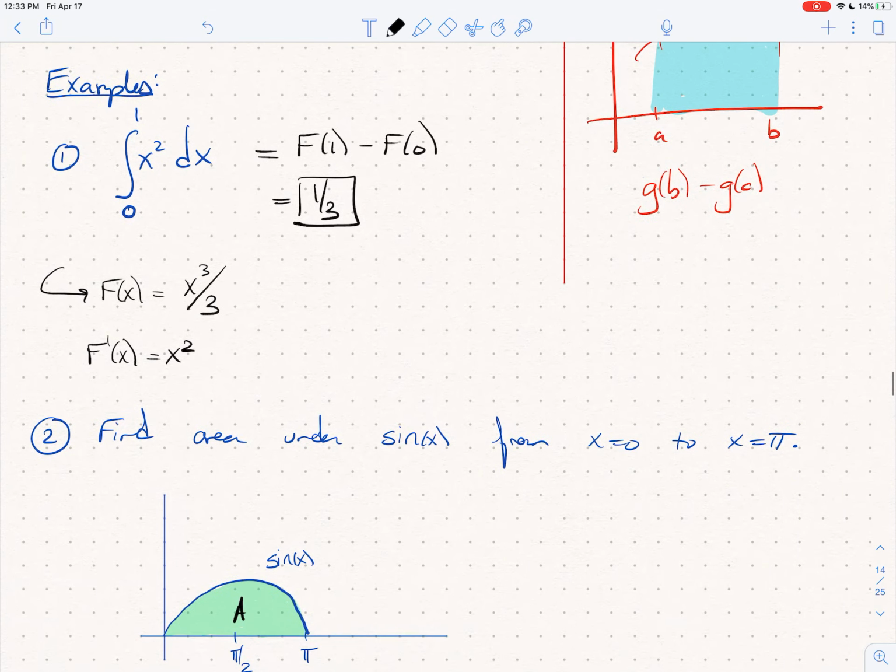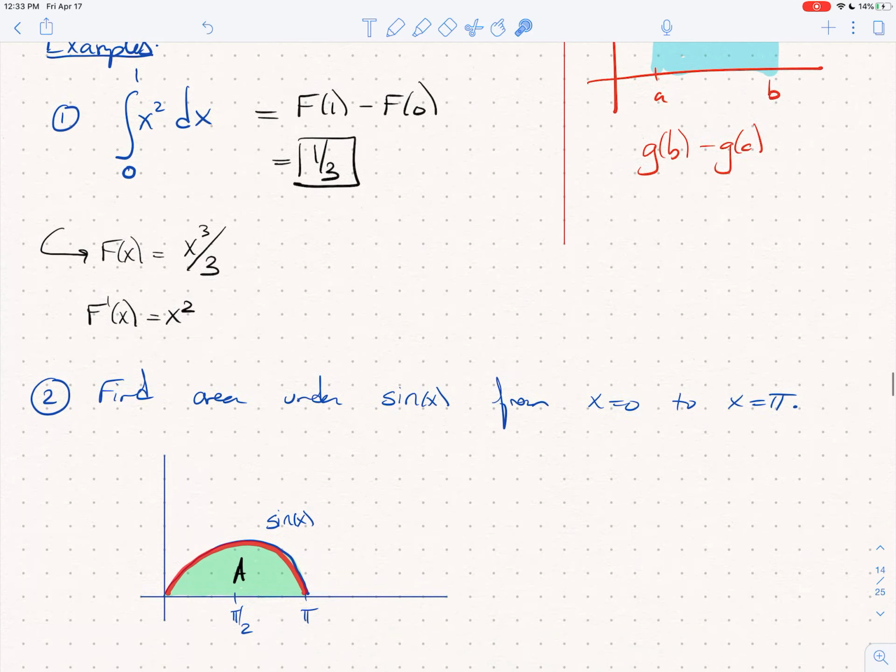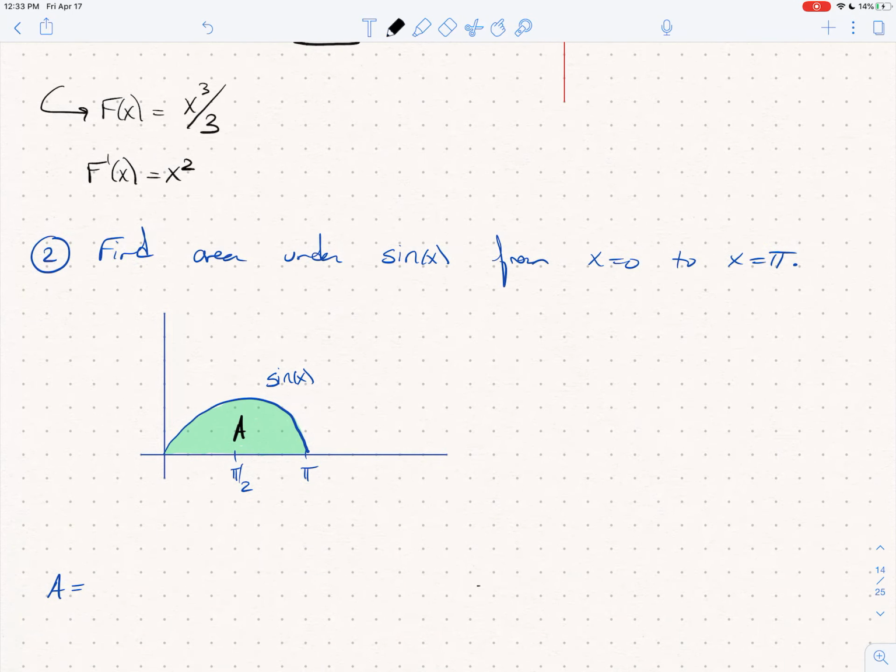So let's do another problem. Maybe we want to find the area under sine of x from 0 to pi. So here is the piece of area that I want, and I need to realize that because sine is above the x-axis, this area is exactly the integral from 0 to pi of sine of x dx. I don't want to slice up the x-axis into lots of little pieces and try to compute a Riemann sum. I do want to realize that if I take big F of x equals negative cosine of x, then big F prime is minus minus sine, which is just sine.